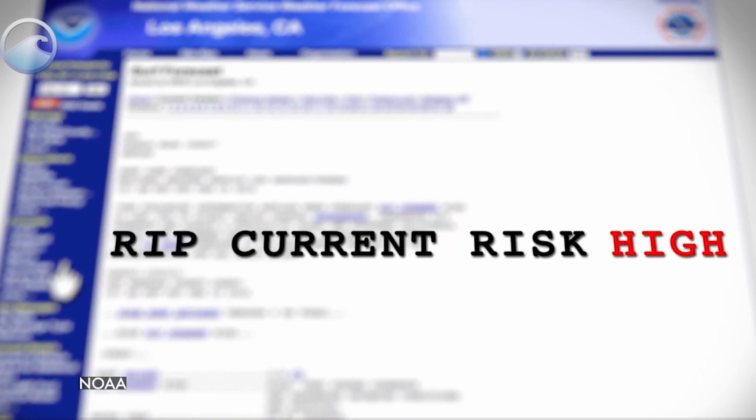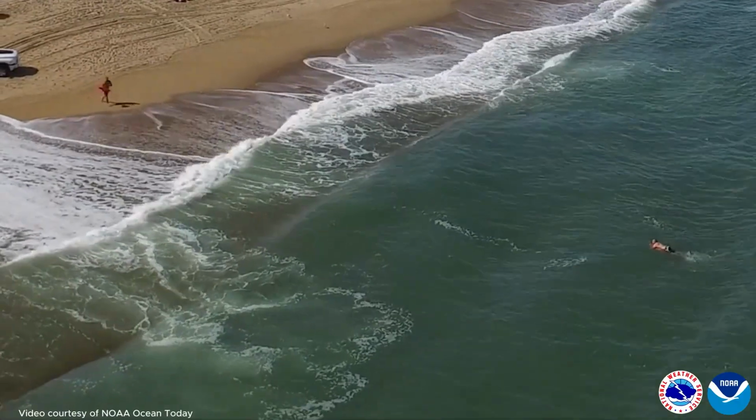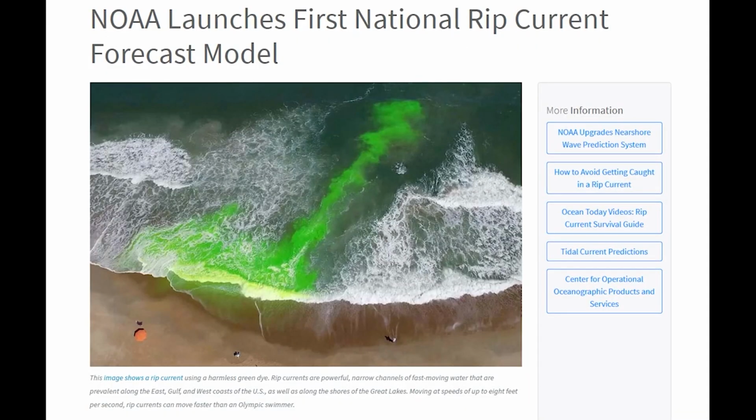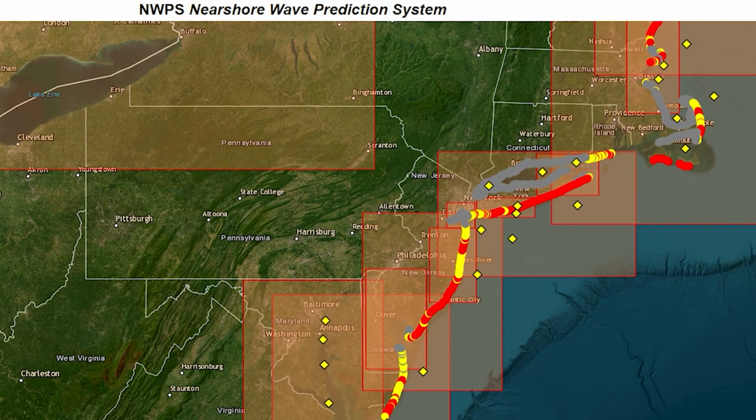Of course, an accurate forecast of the likelihood of rip currents might prevent more people from putting themselves in harm's way in the first place, and in 2021, NOAA released the first ever operational probabilistic rip current guidance in the United States, the brainchild of Dr. Greg Dusek, who worked on the problem for more than a decade. The model takes output from wave and water level models and produces hourly forecasts of the probability of rip currents.